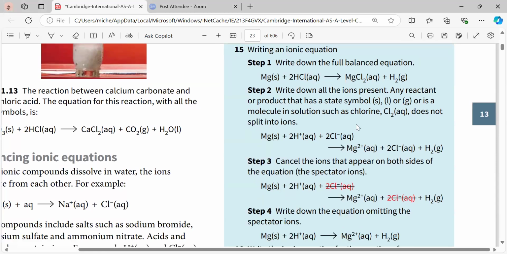So we're going to write down all the ions present. Any reactant or product that has a state symbol S, L, or G, meaning solid, liquid, or gas, or is a molecule, does not split into ions. So take note of that.